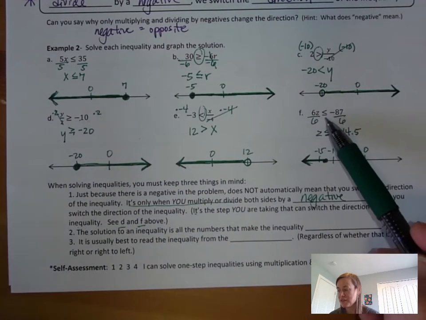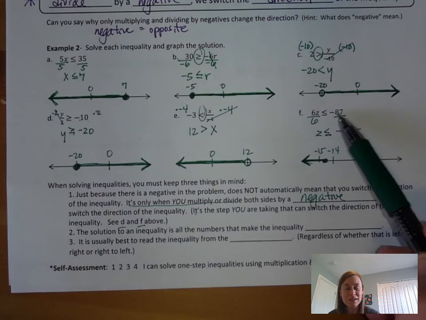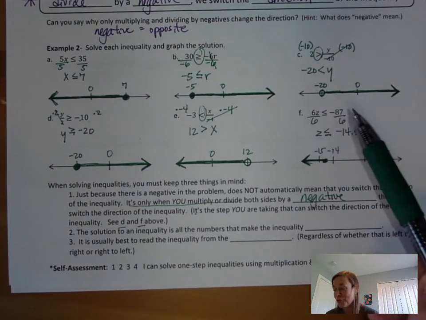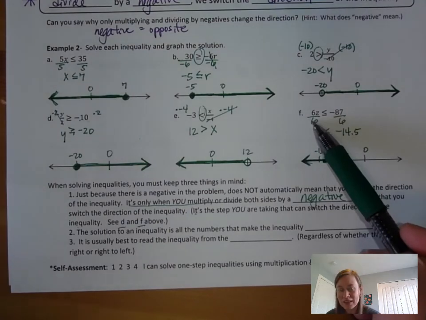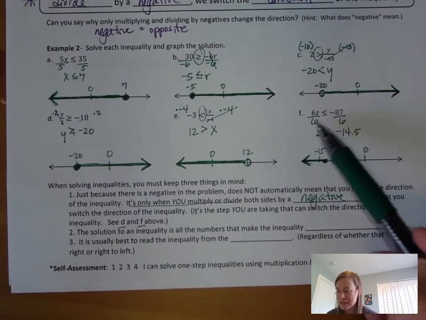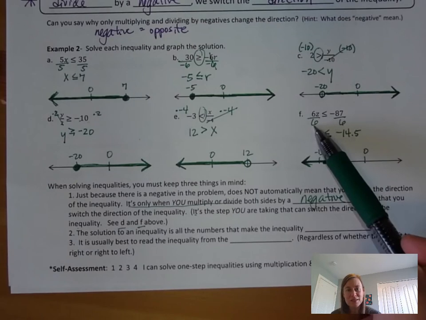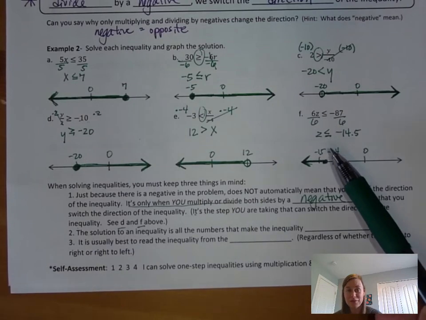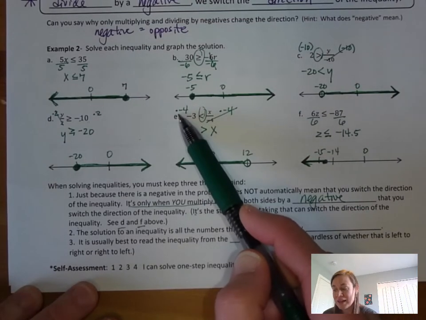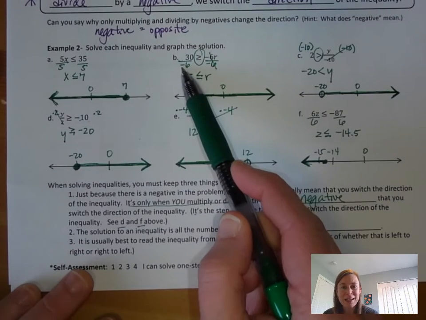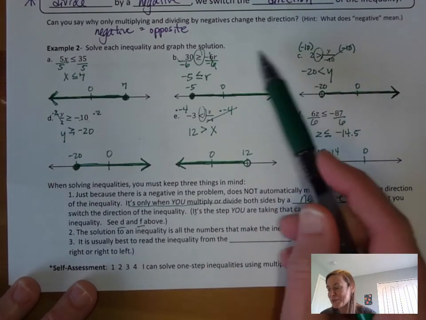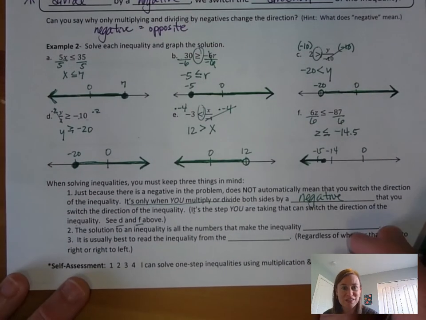What about F? There's a negative 87 over here. Is that going to make the sign change directions? No. And again, did we do anything to it involving a negative? Well, we divided by a 6, just a regular positive 6. So we didn't do anything involving a negative. That's why we keep the direction the same. Now, where did we have to change? Where we multiplied by a negative 4, where we divided by a negative 6, and where we multiplied by a negative 10. Those are the times where we did have to change the direction of the sign.